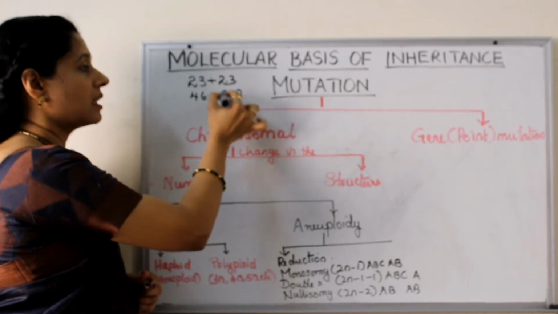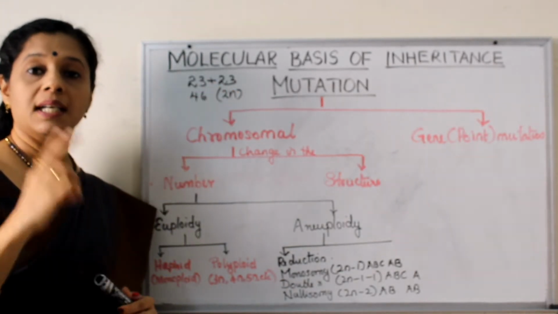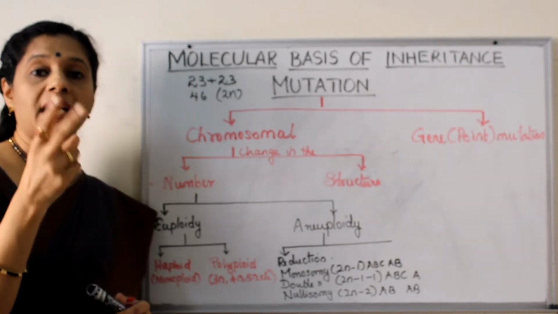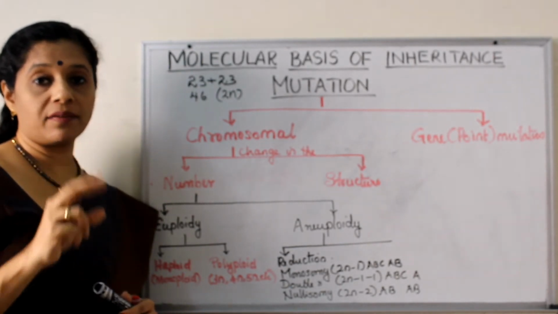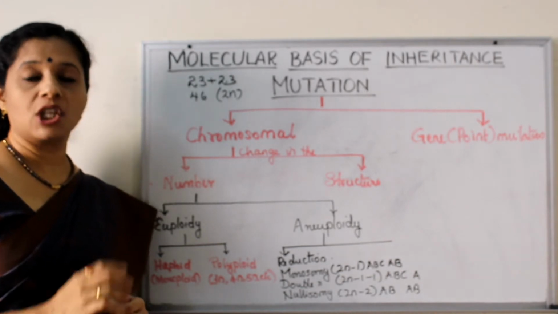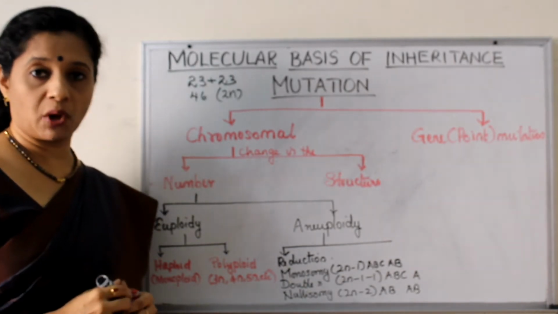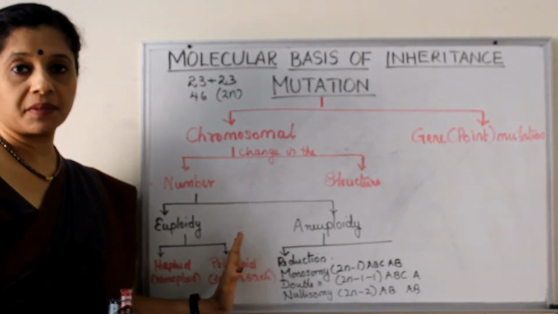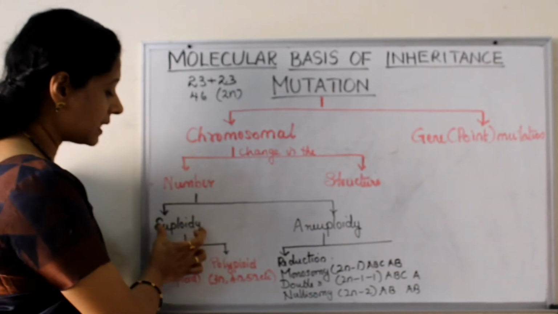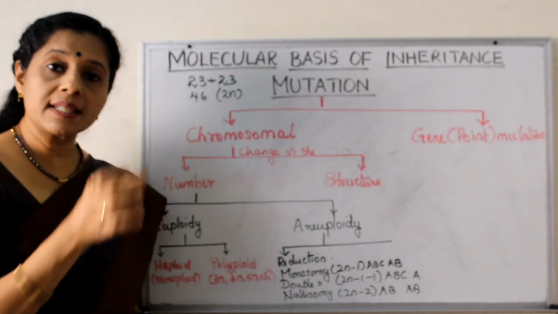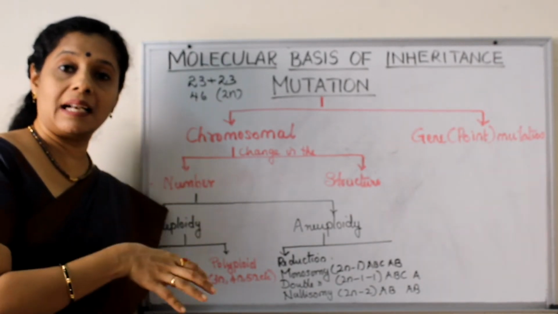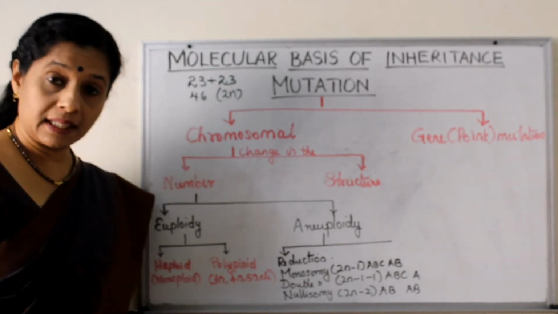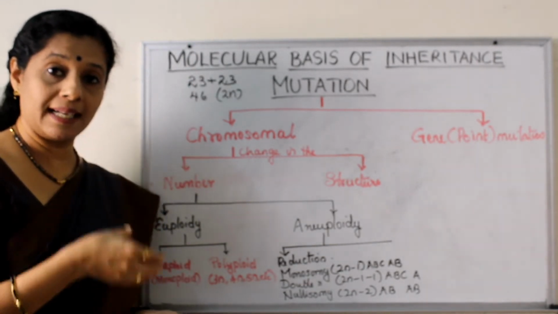So we call it 2n. 2n means the diploid condition. Our ploidy is 2 because for every chromosome we have 2, a pair of homologous chromosomes. So that is normal for us, diploidy. From diploidy, these two are variations. If you say euploidy, the whole set of chromosomes will be either less or more, not 1 or 2 chromosomes, but the whole set of 23 will be more or less.